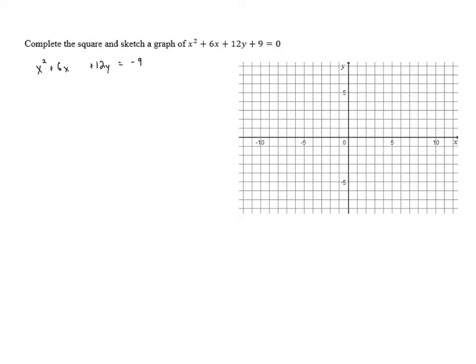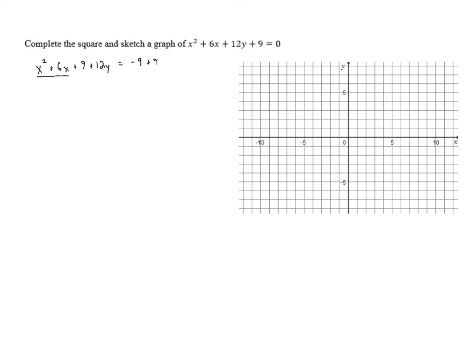Now, to complete the square with the x's, we want to take 6, divide it by 2 to get 3, and then square it to get 9. So we need to add 9 to the left-hand side to complete that square. And that means we'll also have to add 9 to the right-hand side. Now, there's no square to be completed with y because there's no y squared term, which is also a hint of what type of conic section this is going to be. But we'll get to that in just a moment.